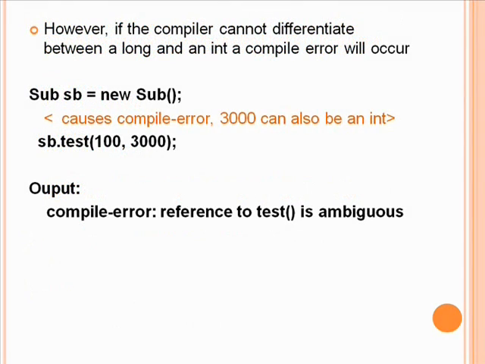However, if the compiler cannot differentiate between a long and an int, a compile error will occur. According to this code, it will give us a compilation error because 3000 is considered as an integer value.